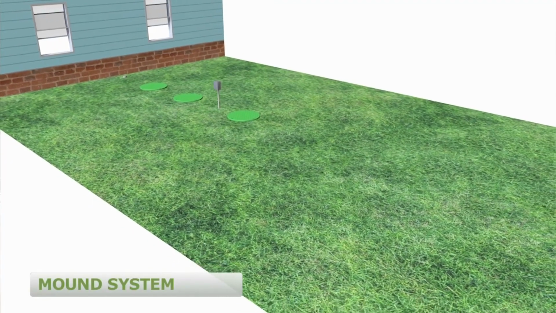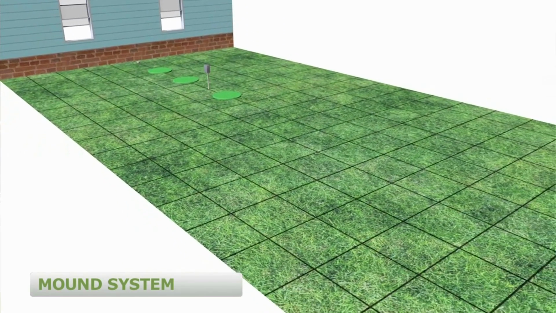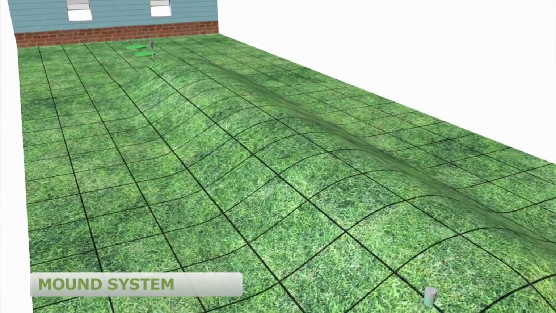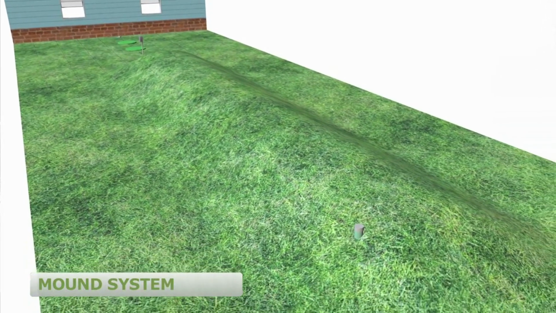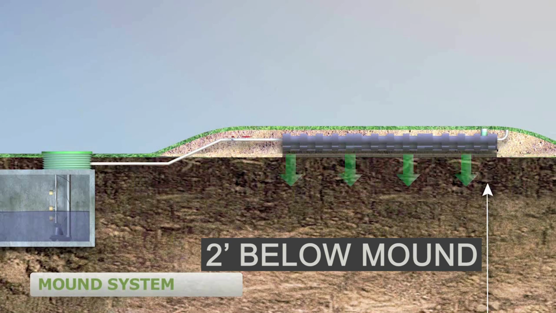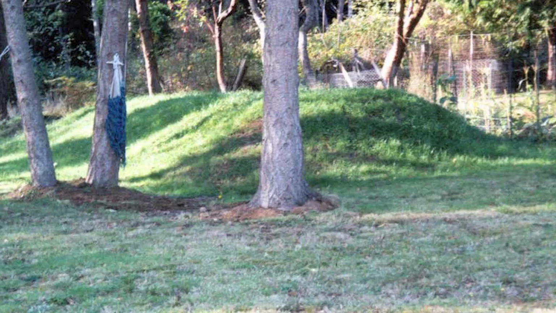A mound system is a type of pressurized system that may be used where there is less than 4 feet of suitable native soil from the surface to the restrictive layer, and perk rates exceed 60 minutes per inch. Using specially engineered sand, additional vertical separation is built up above the native ground surface to achieve the 4-foot treatment zone that is required. The wastewater is applied at the top of the mound through a pressurized distribution system and percolates down through the sand and then into the native soil below.